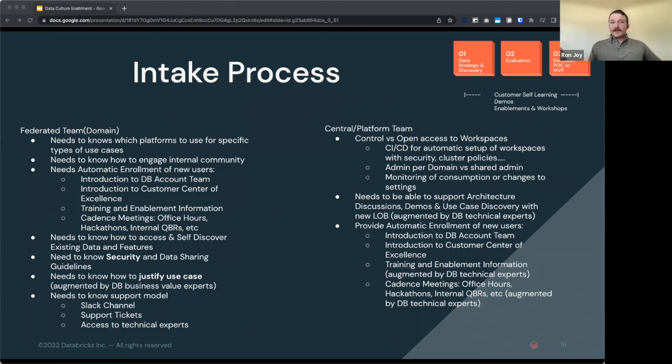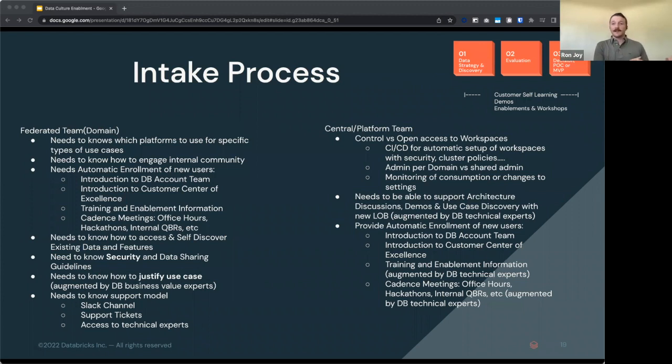So first and foremost, intake processes, right? This is a wall of text. I'm not going to read it all out, but really the key is have these be defined, right? Define what are the roles of your central and platform team? What is the roles of your federated team, right? And then, okay, if you are the central and platform team, you need to make sure this is published.